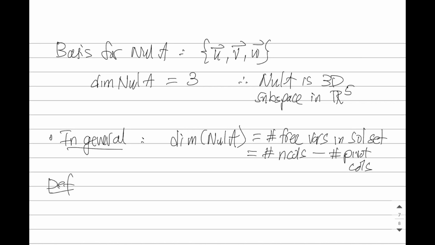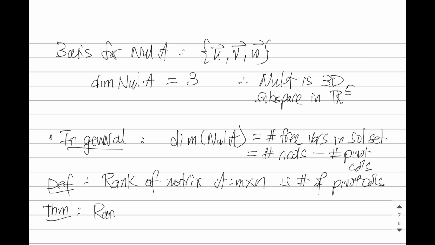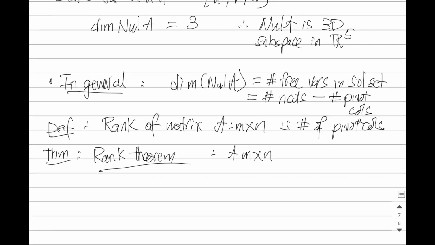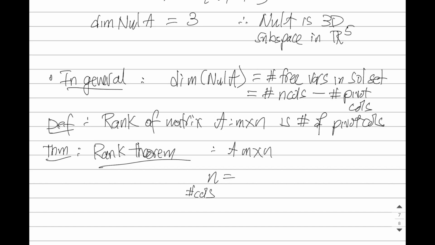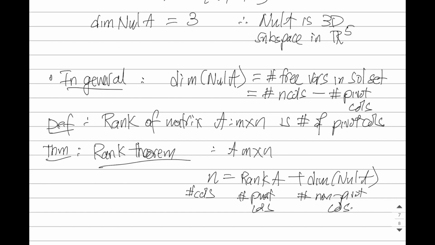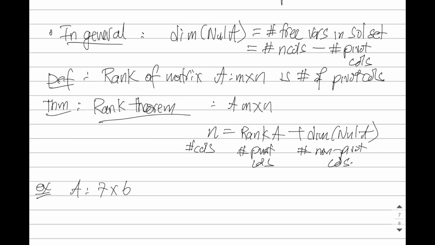We will say that the rank of a matrix that is m by n is the number of pivot columns. And then this kind of gives us a nice little theorem. This is called the rank theorem. If I give you a matrix that's m by n, then the number of columns, n, has to be equal to the rank of the matrix, the number of pivot columns, added to the dimension of the null space, which is the number of non-pivot columns. If I tell you something like a matrix is 7 by 6, and if I tell you that the dimension of its null space is 5, that tells you immediately that the rank of the matrix is equal to 1. There's only one pivot column.